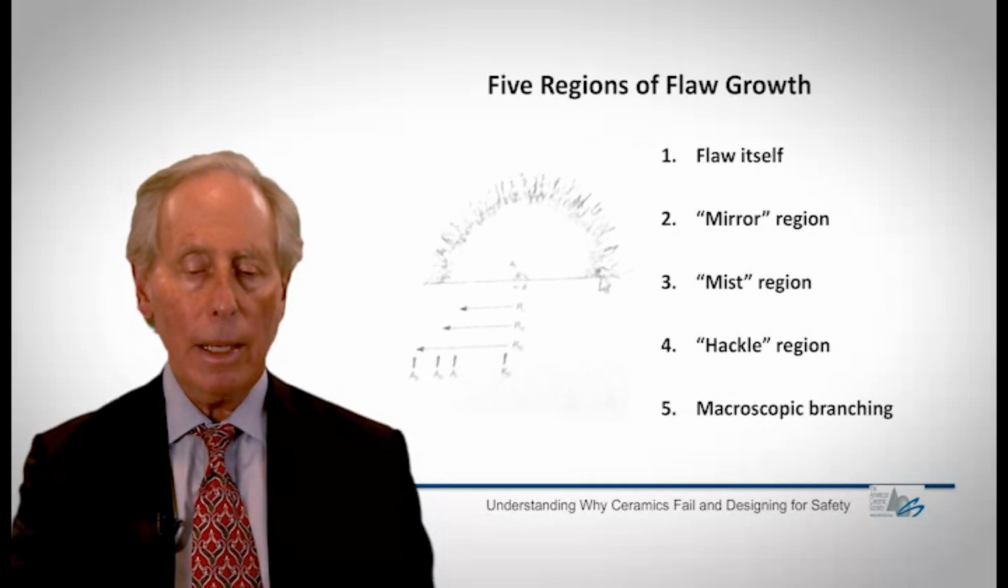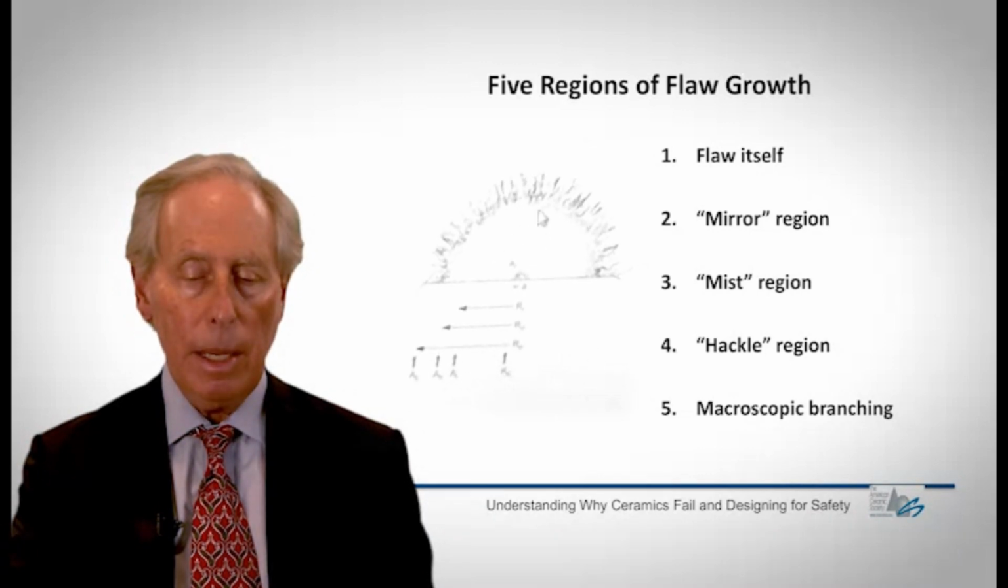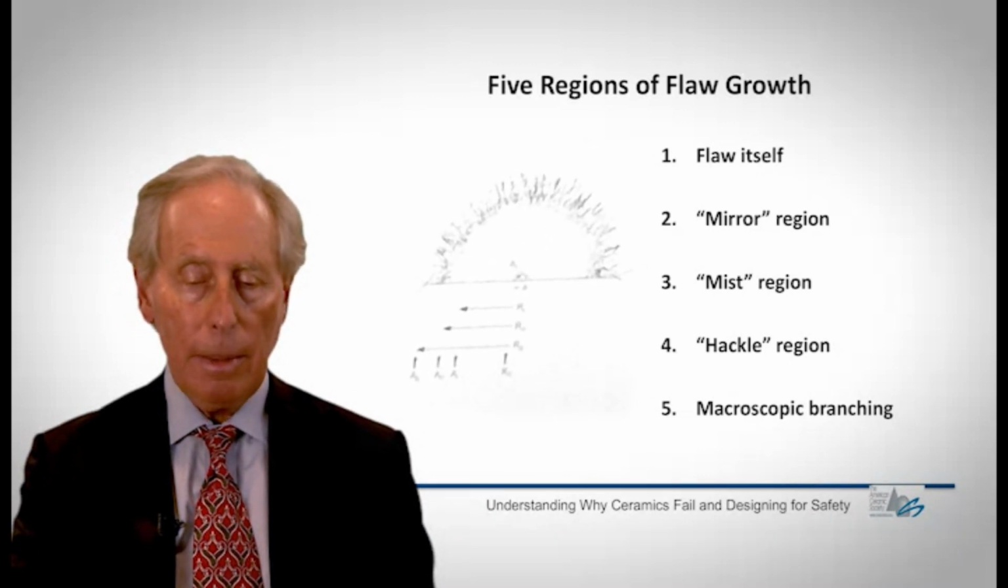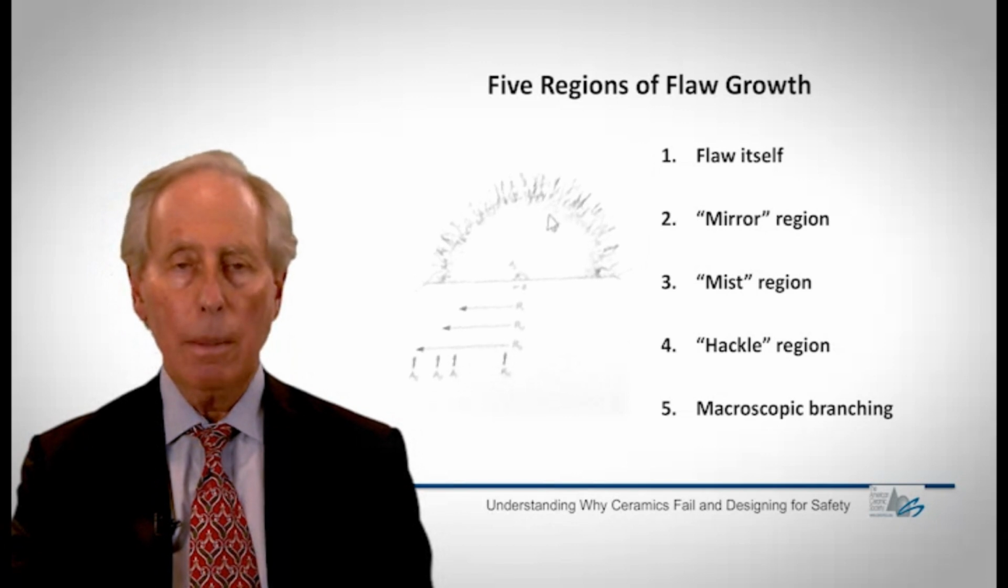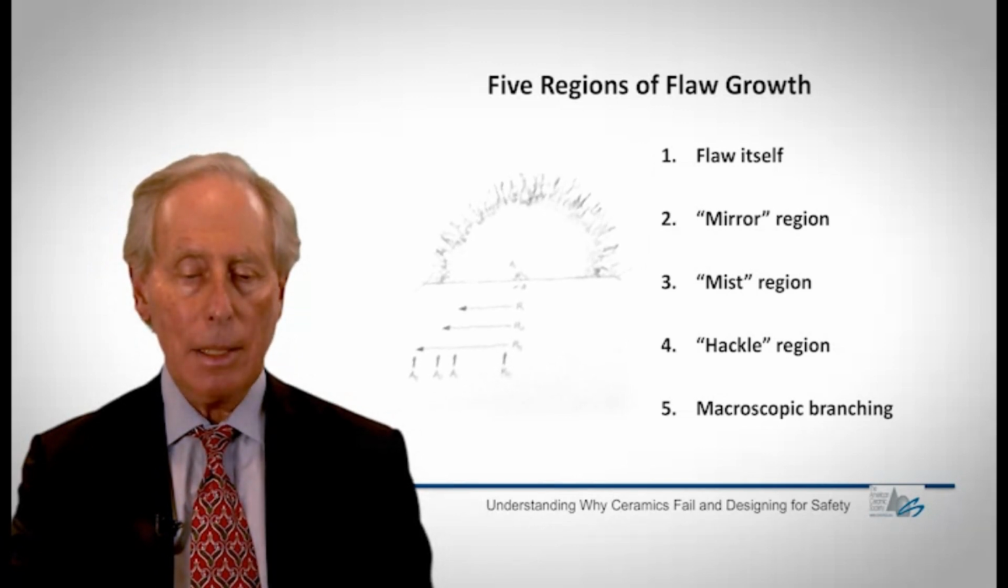But there's usually quite a distinct boundary between the mirror and the mist, and there's the secondary boundary called hackle, which you see in here, where now there's even more energy, and those little cracks that you see in this mist region are grown to a larger size, and you can see those in this regime here.